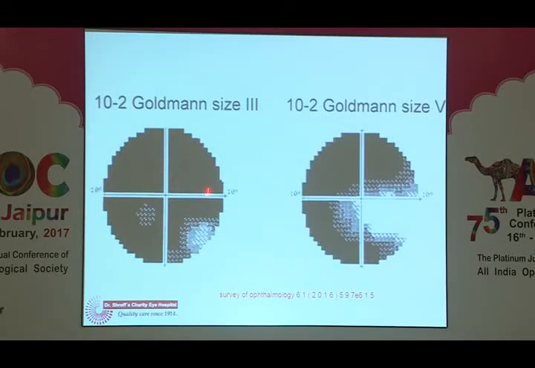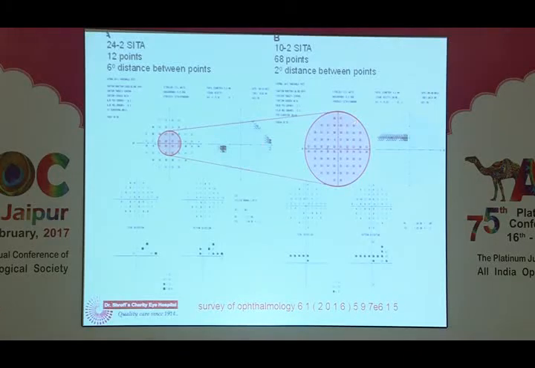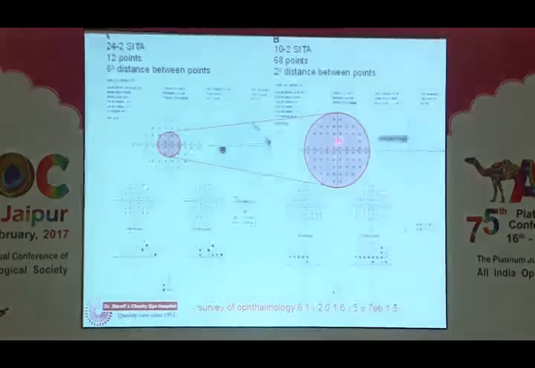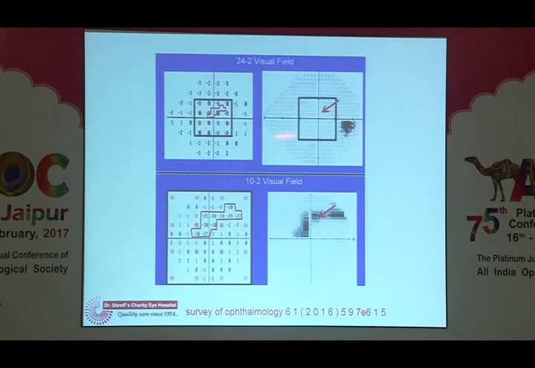As you can see here, there is a complete loss seen in size 3, and in size 5 you can still monitor progression till a later date. Now coming to the 10-2 strategy. In advanced glaucoma, there is damage to fixation or threatened fixation. So 24-2 is not a good idea, and you have to monitor on 10-2, where you can detect the fixation loss. As this slide was shown earlier, it tests 68 points with two degrees distance between points as compared to 6 degrees distance in 24-2 SITA. So this can detect the central point and the central scotoma much better as compared to 24-2.